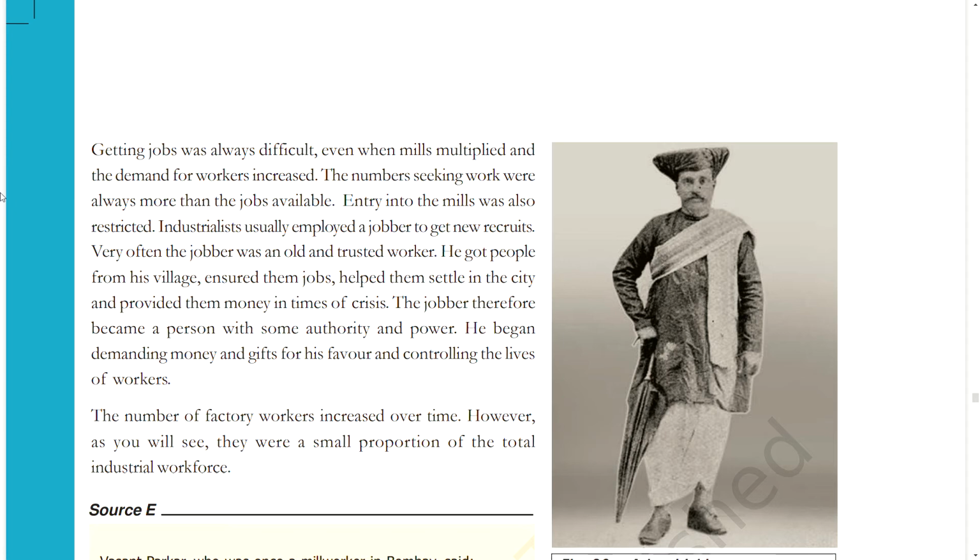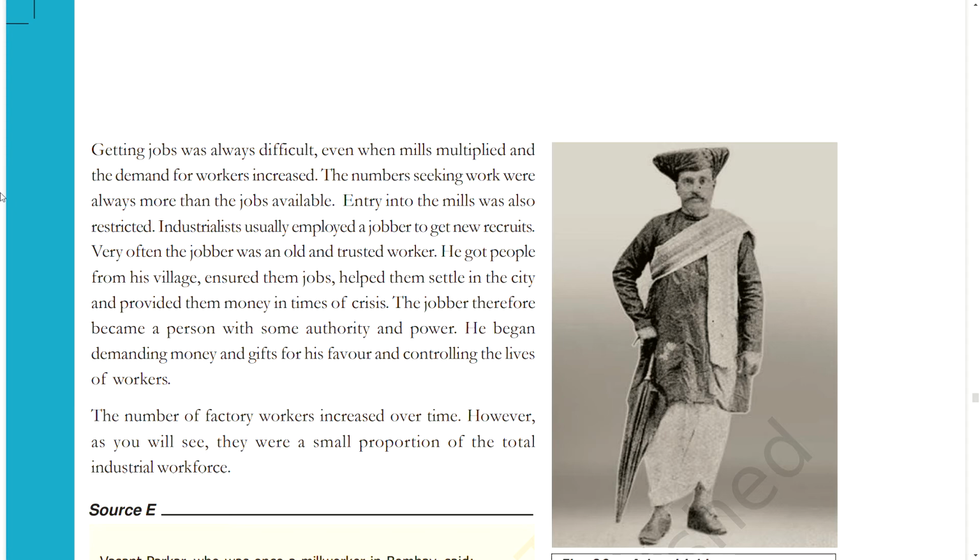Getting jobs was always difficult, even when mills multiplied and the demand for workers increased. The numbers seeking work were always more than the jobs available. Entry into the mills was also restricted. Industrialists usually employed a jobber to get new recruits. Very often the jobber was an old and trusted worker. He got people from his village, ensured them jobs, helped them settle in the city, and provided them money in times of crisis.